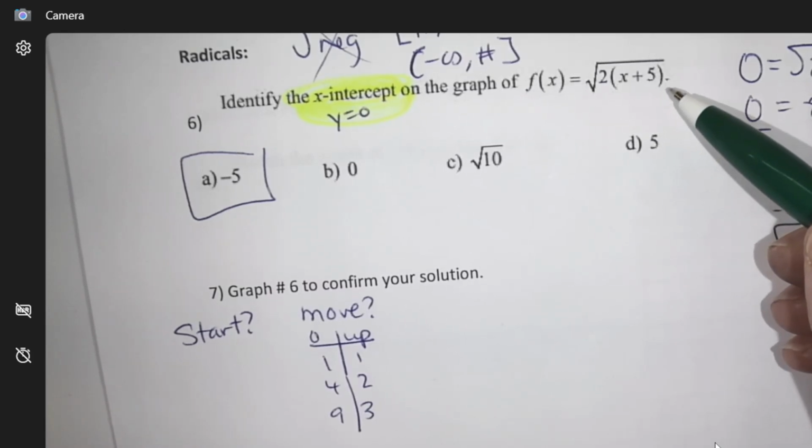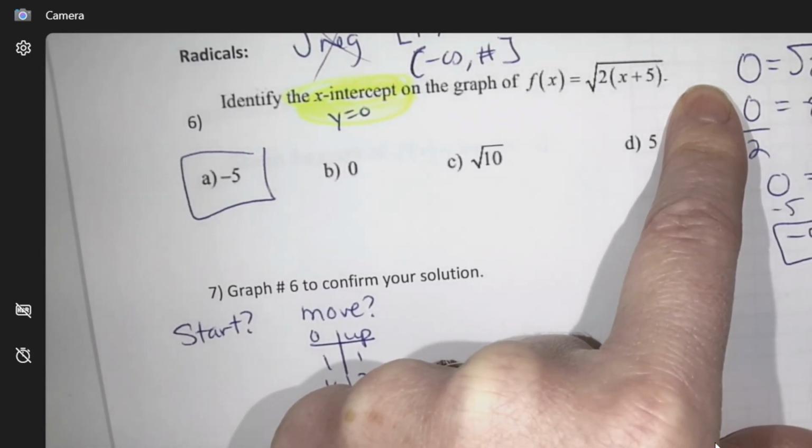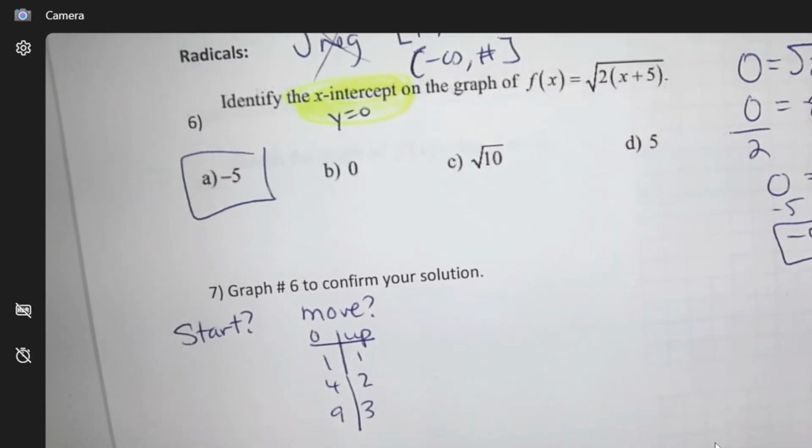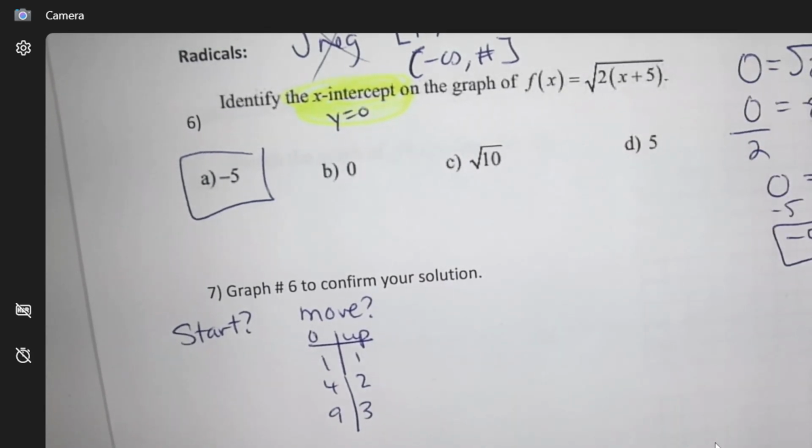Yes, but if there had been a number here as well, you'd have to do some more algebra then. Does that make sense? If I had a plus something, then I'd have to move it and then square it, or whatever. But yes, on this question, what you're saying would work.